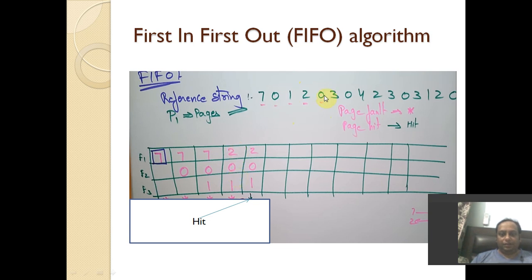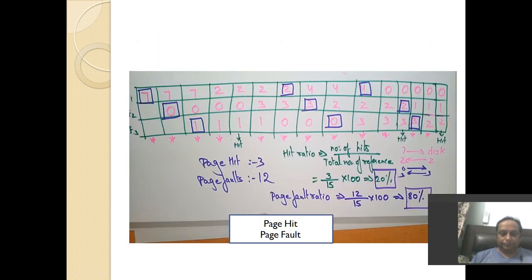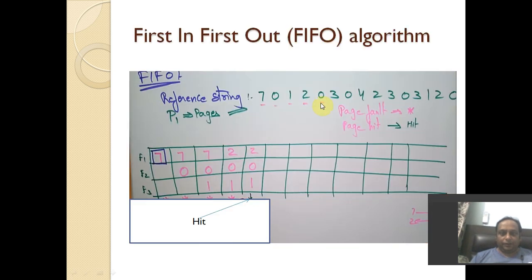Now the next number is 0. 0 is already present in the memory, so no dispatch from the disk. It means 0 is already available in the main memory. So this 0 availability is called the hit. It means the page hit: that particular content is already available in the memory. In the same manner, when I insert 0, it is already available.